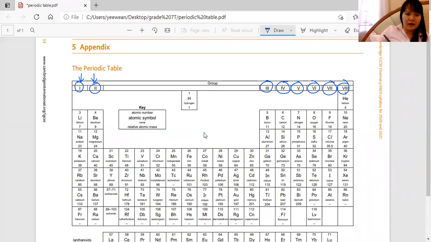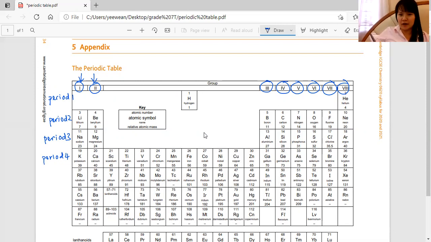Okay, and the other way, this way, horizontal, is the period. So there's period 1 here. It's a very short period, just hydrogen and helium. And then period 2, period 3, and period 4. These are our focus. Of course, there's period 5, 6, 7, but our focus is still period 4.